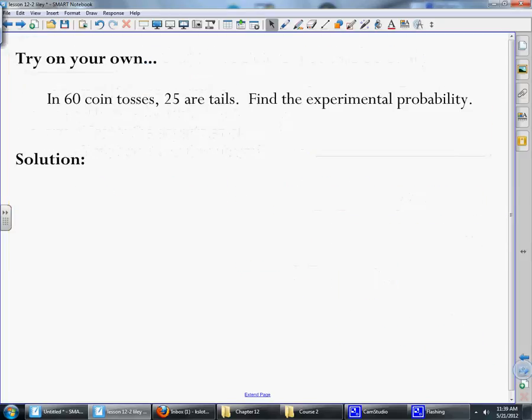All right, I have some examples that I want you to try. So you can pause the video and try this problem, and then when you're ready, turn it back on and we'll see how you did. In 60 coin tosses, 25 are tails. Find the experimental probability.